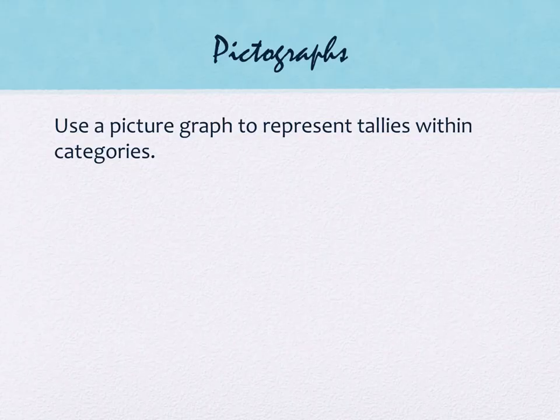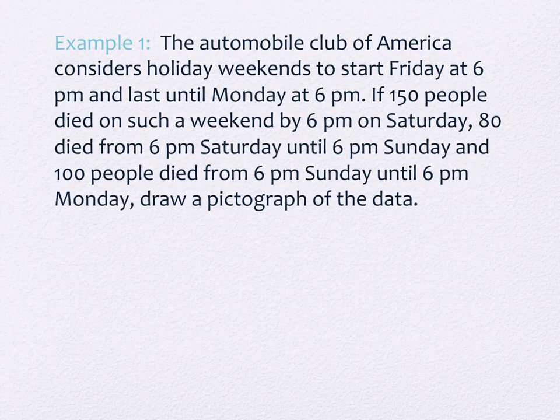Ours is going to be a little bit, we'll say, not pre-K appropriate. Okay. An Automobile Club of America considers holiday weekends to start Friday at 6 p.m. and to last until Monday at 6 p.m. If 150 people died on such a weekend by 6 p.m. on Saturday, right, this is why we're not doing this with the pre-K kids, okay? 80 people died from 6 p.m. Saturday to 6 p.m. Sunday, and then 100 people died from 6 p.m. Sunday to 6 p.m. Monday. Draw a pictograph of the data. All right, are we happy? No, it's very sad. Okay, so let's take a look at how this works.